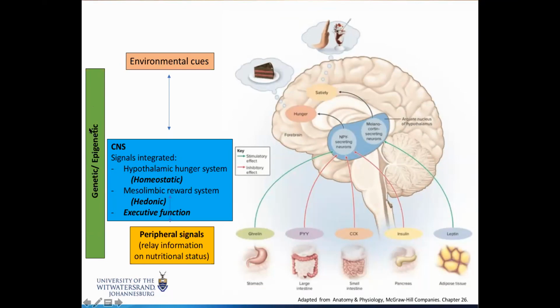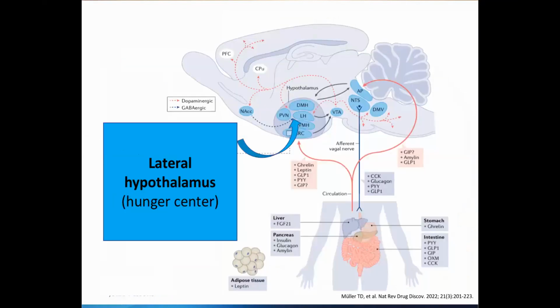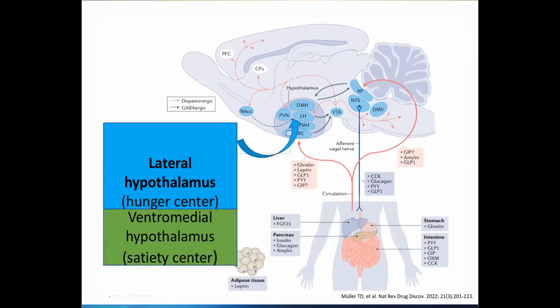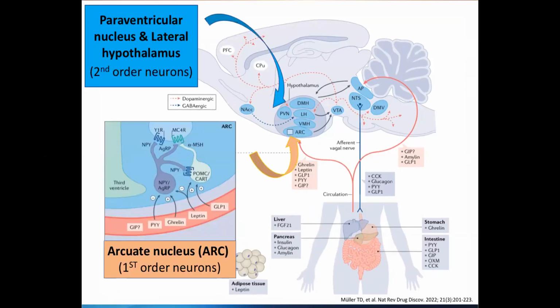Genetics are also important in this. Within the hypothalamus, we've got the lateral hypothalamus, which is our hunger center, and we've got the ventromedial hypothalamus, which is our satiety center. The important region within the hypothalamus to draw your attention to is that of the arcuate nucleus, which is the first order neurons. And we've got a paraventricular nucleus, which is the second order neurons.